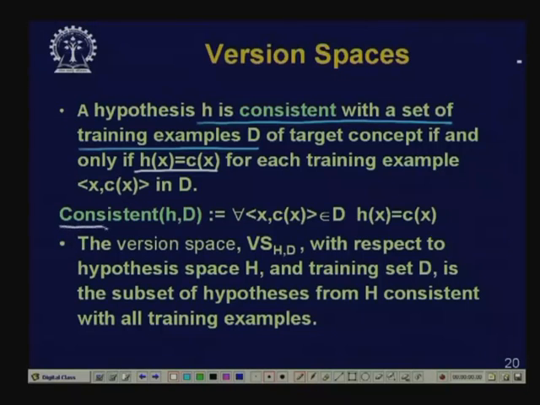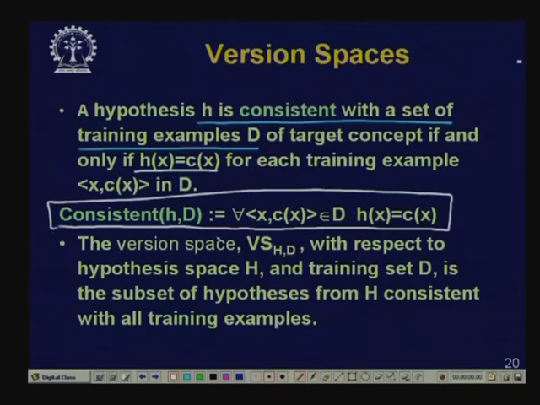In other words, H is said to be consistent with the training set D if for all instances (x, C(x)) belonging to the training set, H(x) is equal to C(x). Okay. Now, what is the version space?